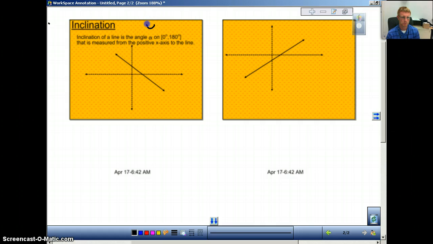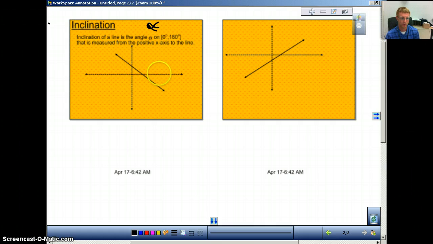So if you see something like that, I'm not very good. Wow, that was terrible. Whatever. So you guys get the idea. On a 0 to 180, so that means it can only be between 0 and 180 degrees. That is measured from the positive x-axis to the line.